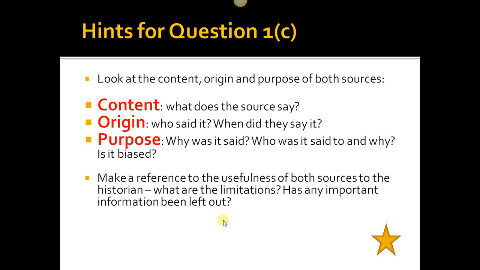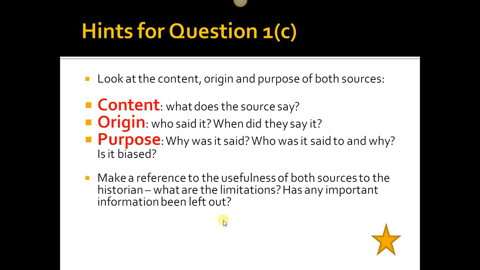Another tip would be, make a reference to the usefulness of both sources to the historian. I would strongly recommend it, because if you write about one source, they can only mark you on the one source. If you write about two, you've got the chance then to get both marks.